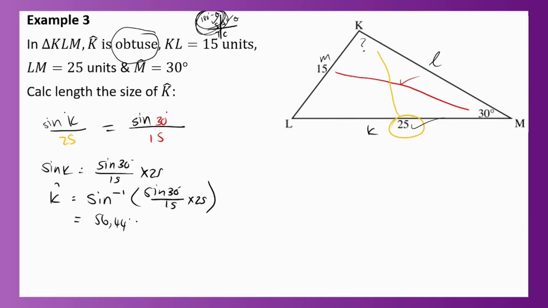56,44, which is not an obtuse angle. So this is not applicable. This is not the answer. So actually K would be 180 minus 56,44. So it's not this one because it's not obtuse. You subtract it because that's our theta basically, our reference angle. And then our actual answer will be 123,56, which is an obtuse angle.